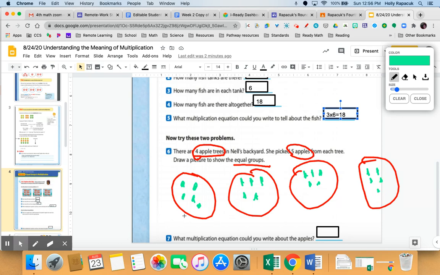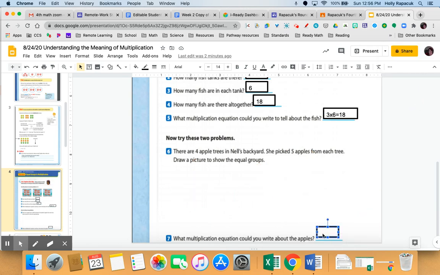Well, I know this would be 5 plus 5 plus 5 plus 5. So I could count by 5s: 5, 10, 15, 20. Then it says, what multiplication equation can you use to write about the apples? Well, I know I have 4 groups. So 4 is going to be my first number because I had 4 groups times 5 in each group equals 20 apples. And it says write a multiplication equation to write about the apples.